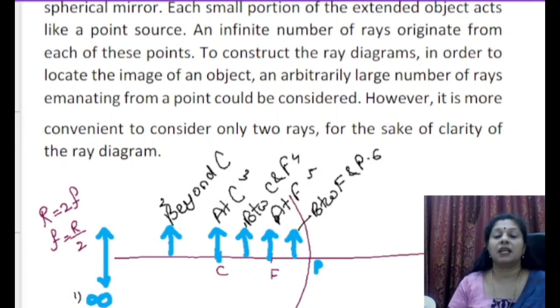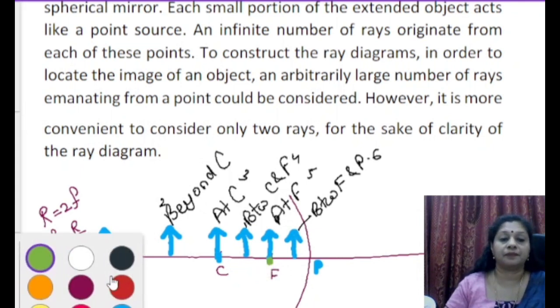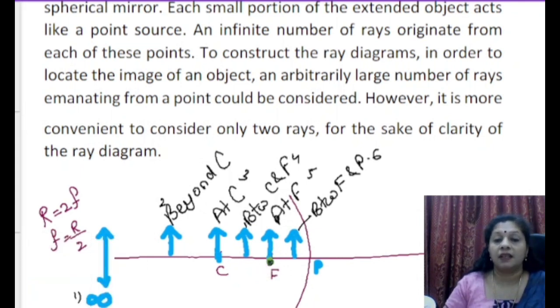1, 2, 3, 4, 5 and 6 positions. Now image formation, if you see, is also different for different positions. If the object is at infinity, we will get the image at the focus. So we are starting from focus. Here at focus I will get the image, but it will be point sized.